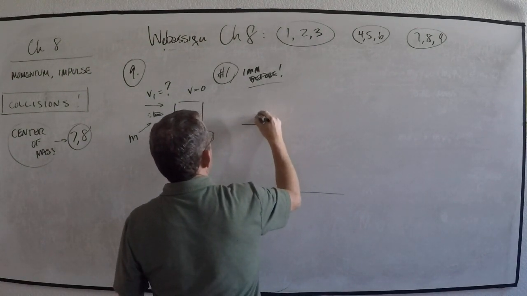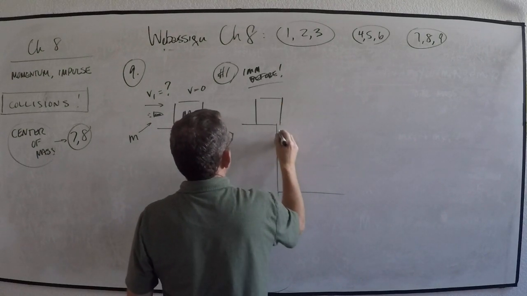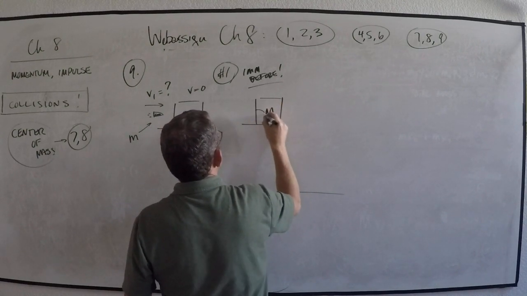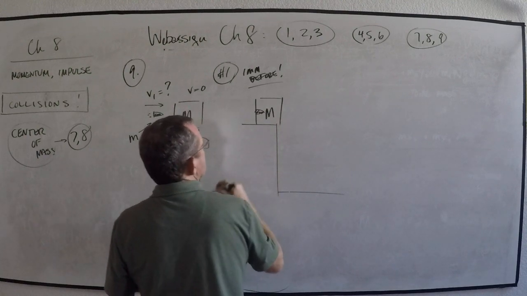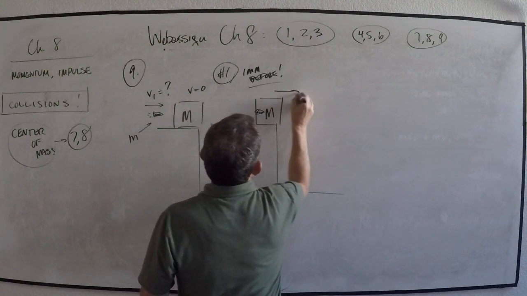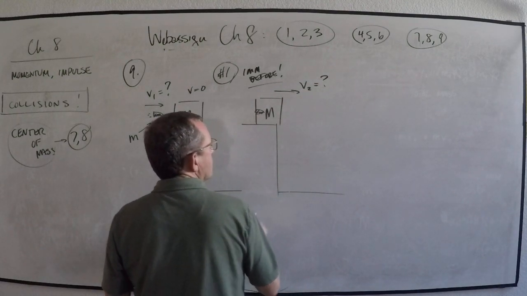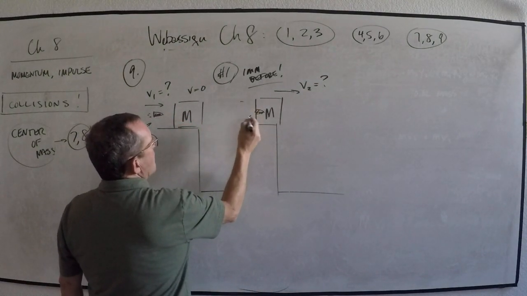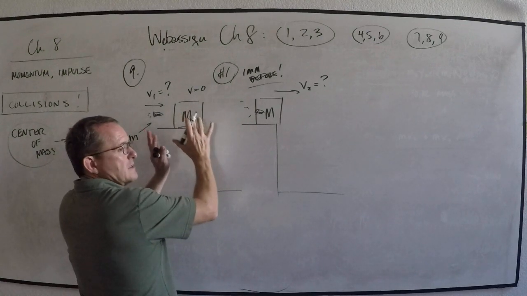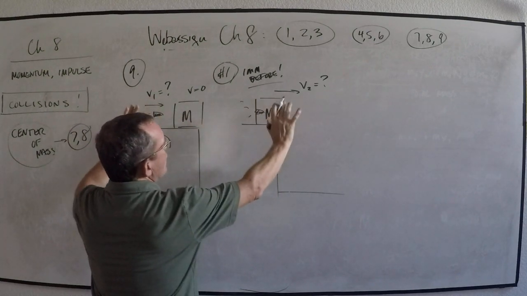I'll go ahead and draw it right here. What does immediately after look like? It hasn't moved yet, right? But we've got something like this, and now they are going to have speed v2, and that's also unknown. So this guy is now moving, right? But, just like I talked about before, it hasn't gone anywhere yet.